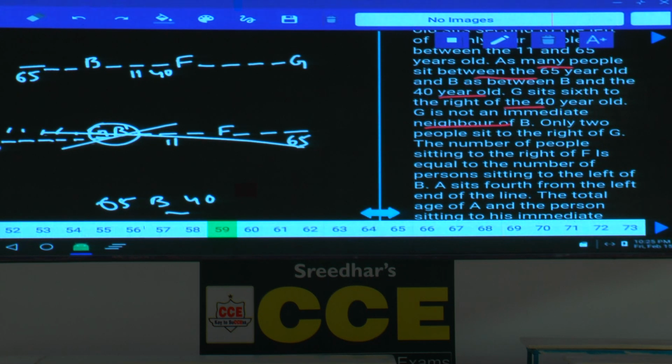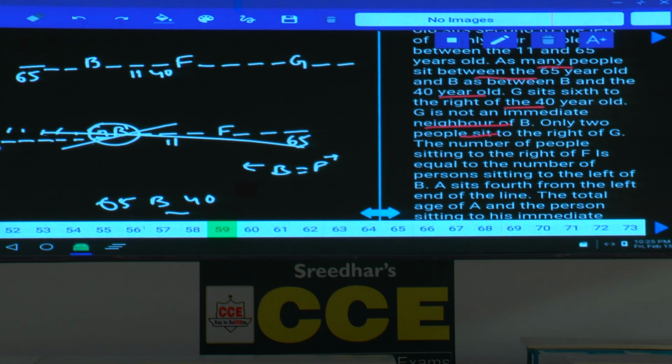Then only two people sit to the right of G. As only two people sit to the right of G, G must be counted from the right-hand side. And the number of people sitting to the right of F equals the number of persons sitting to the left of B. Hence B's left-hand side equals F's right-hand side.